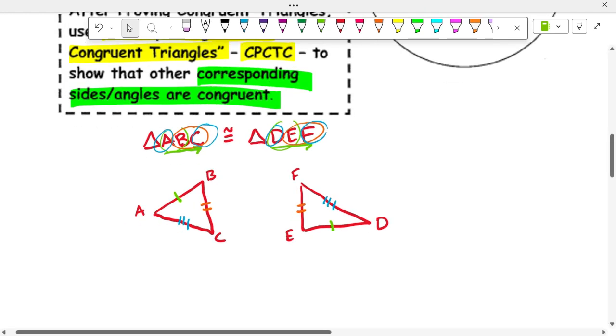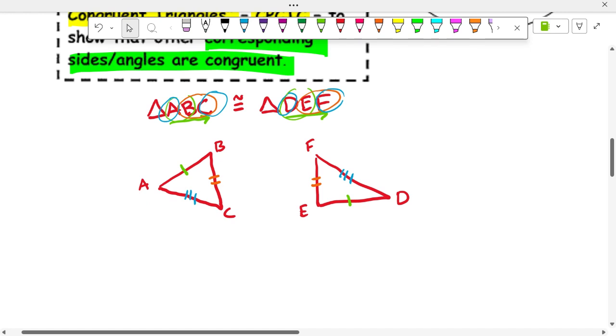So which angles would be congruent to each other? C and F, because they're the last letter. What's another angle, or set of angles, that's congruent to each other? B and E, those are congruent. And what's the last one? A and D. So guys, it's literally based around the order of which they wrote the names of the triangles.